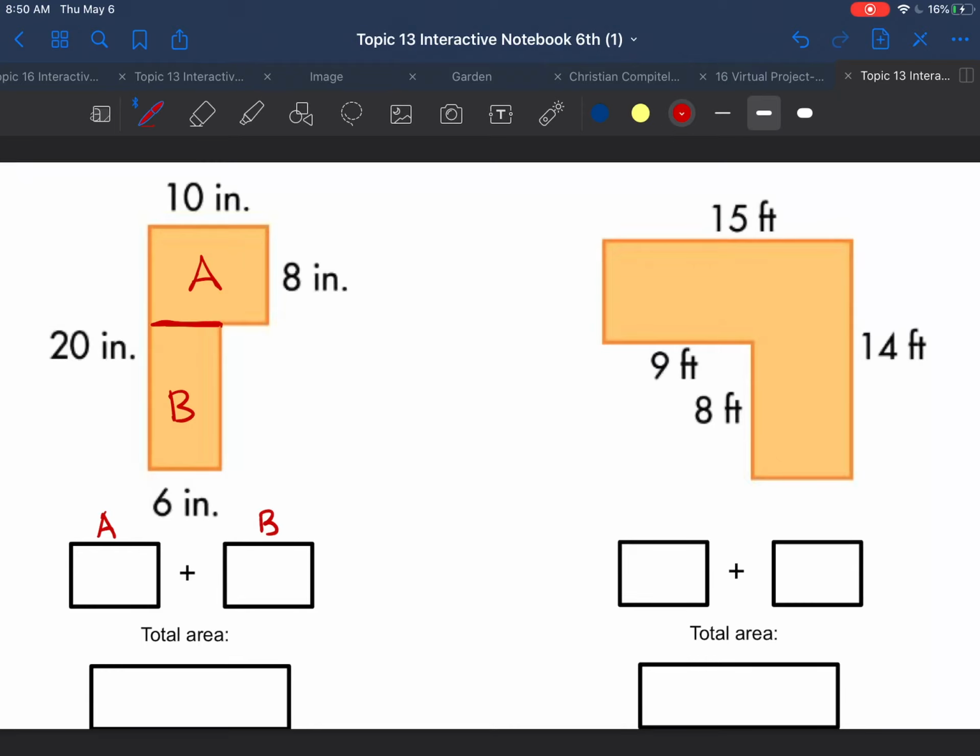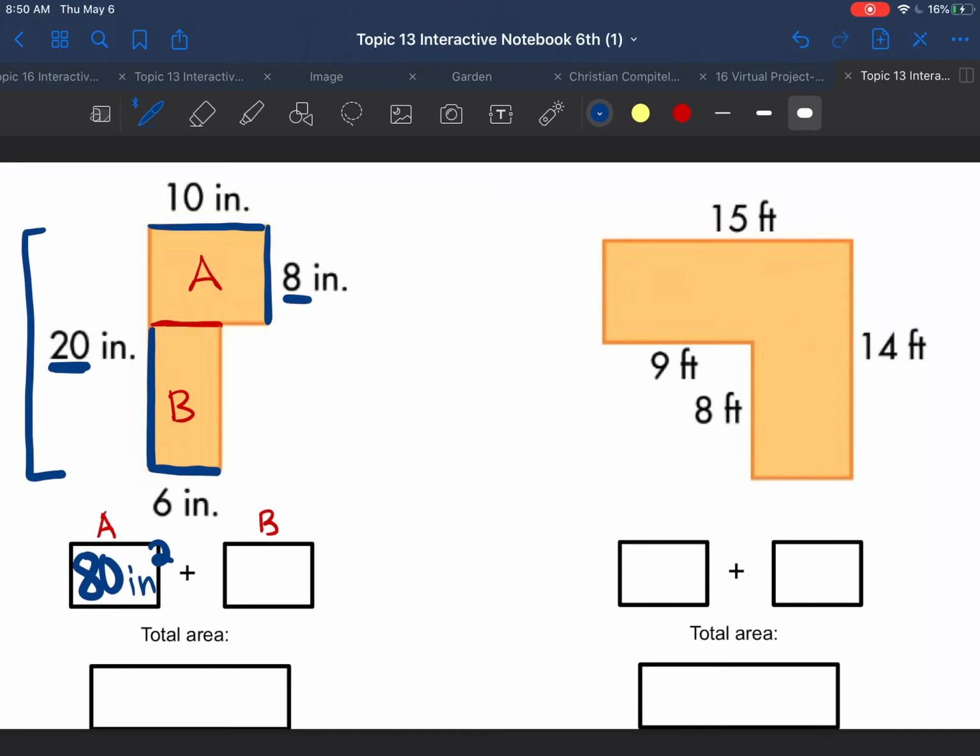So A, the dimensions are given. We have 10 times 8, which would be 80 inches squared. B, we have 6, but then are we going to use 20 as this width? We are not, because 20 is the whole entire thing. So 20 is the whole thing. 8 is this remaining section. So what can we do with 20 and 8?